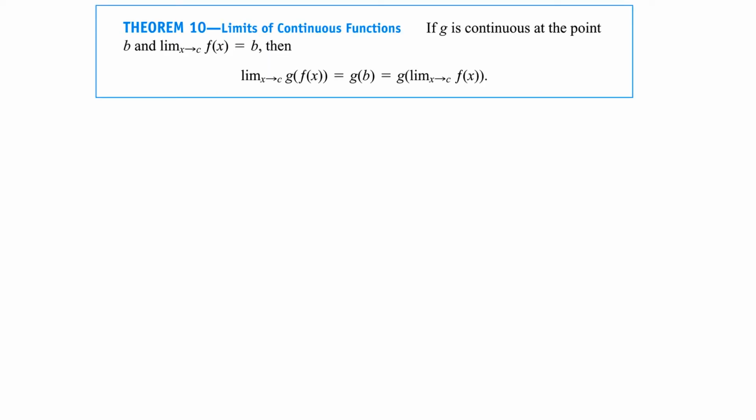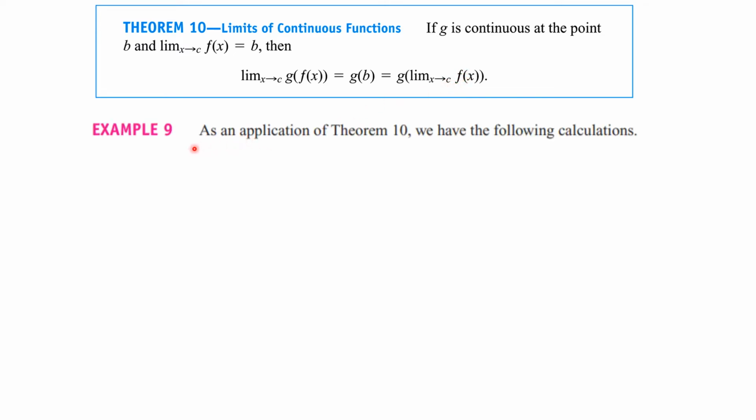Now we will move ahead to examine limits of continuous functions one more time. If g is continuous at the point b and the limit as x goes to c of the function f of x is equal to b, then the limit as x goes to c of the composite function g of f of x equals g of b, and that's equal to g of the limit as x approaches c of the function f of x.